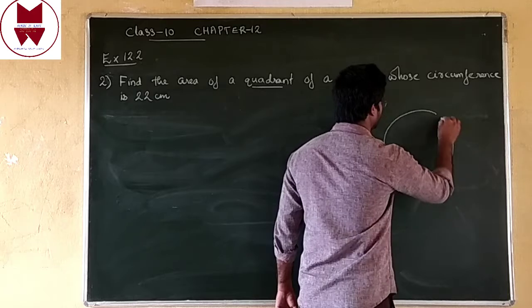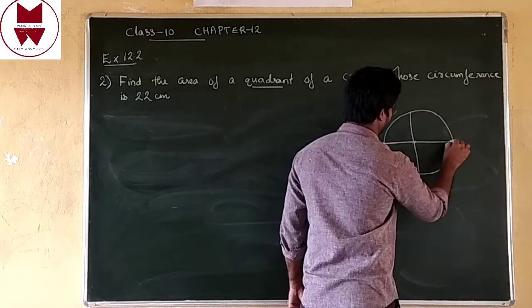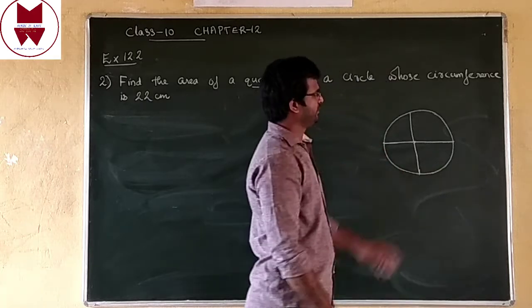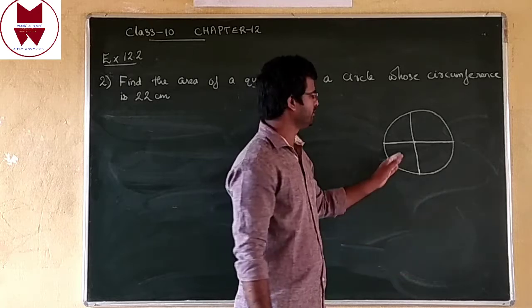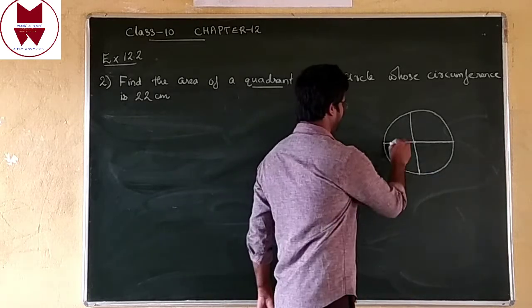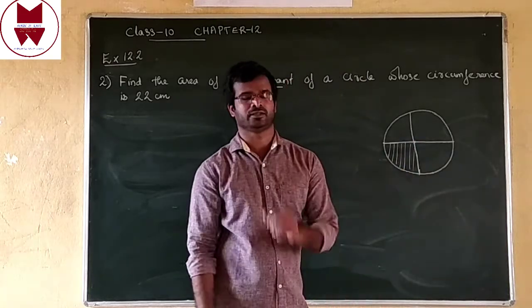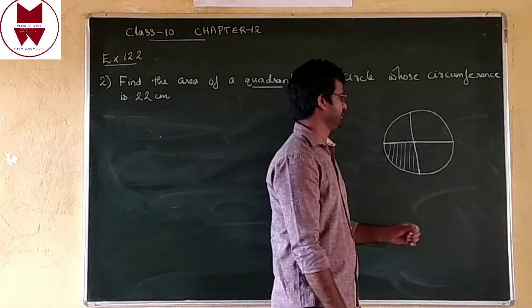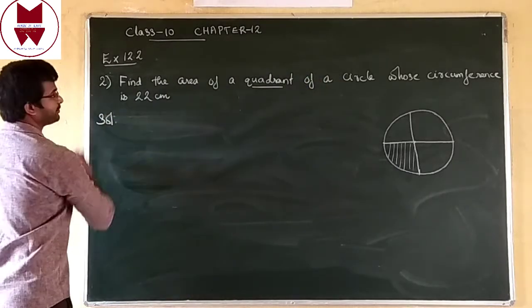So the one circle is center, then 2 diameters. If you cut this circle using 2 diameters, you will get 4 equal parts. We need 4 equal parts. That one part, this part, is known as a quadrant of this circle. Then we can do this problem.